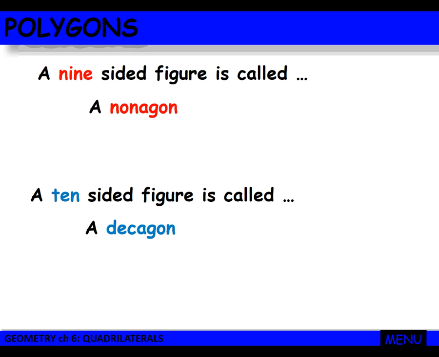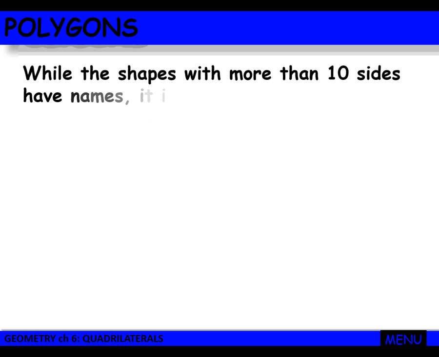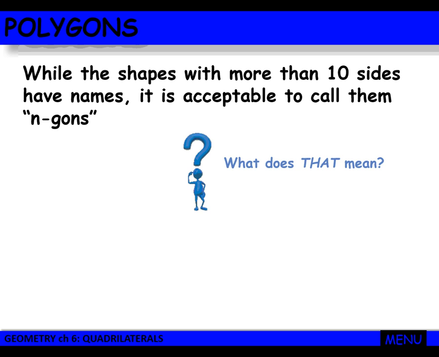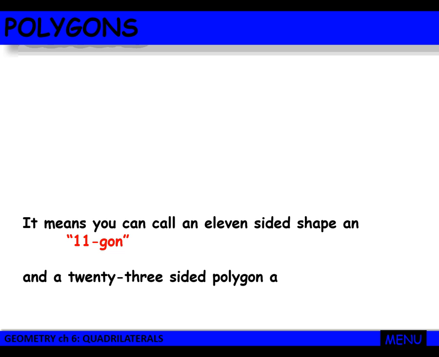There are other shapes. There's a shape with 11 and 12 and 48 and 137 sides. But when we get past 10, we have a shortcut for naming them. We call them n-gons. What's that mean? Well, if you have an 11-sided shape, you could go ahead and Google its name. It's got one. It's a hendecagon, but nobody remembers that. So we just call an 11-sided shape an 11-gon. What do we call a 23-sided shape? It's a 23-gon. Again, all these shapes have other official names, but people tend not to remember them.